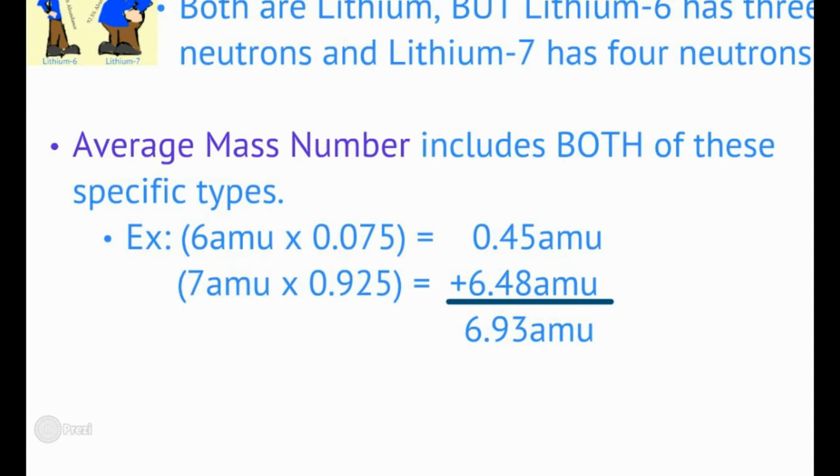Do the same thing to the 7. That one had the majority, which was 92.5%. We move the decimal over twice, multiply by it, and we get the 6.48. Add them together, you get a number that's very close to the number that's on your periodic table.